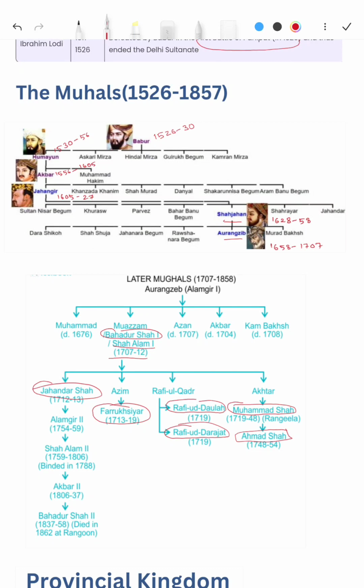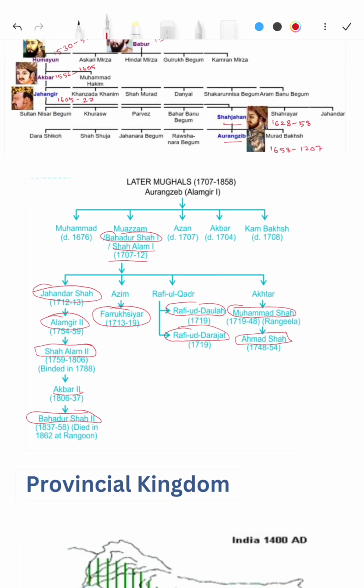And another important one here, Alamgir II, and Shah Alam II, known for the Battle of Buxar, who was defeated. The combined force of Shah Alam, Mughal, Bengal, and Awadh was defeated by the British. Then Akbar II, and the last ruler is Bahadur Shah, who was famous as the leader of the revolt of 1857.